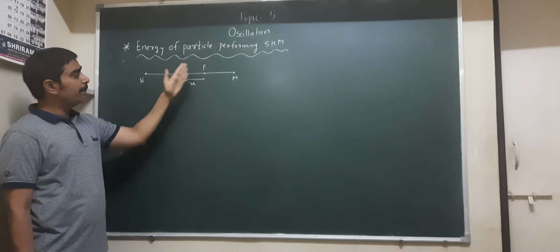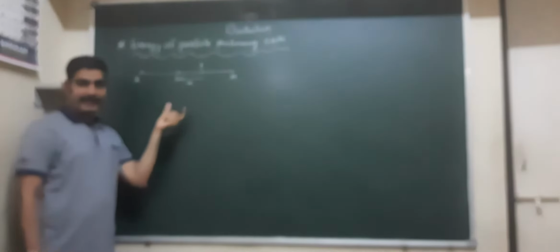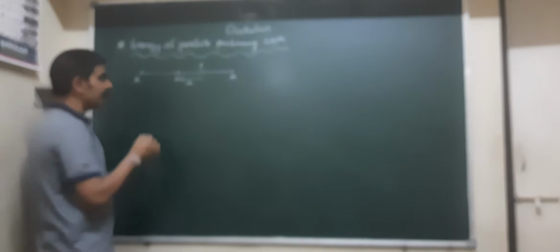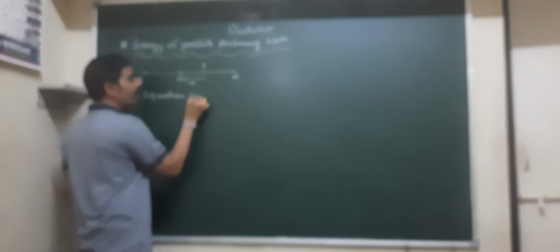Here we can observe that the particle is performing SHM having the amplitude A, and let us consider a point P placed at a distance x. Now I am going to divide the equation into three parts. So first we are going to see the equation for potential energy. Equation for PE. PE stands for the potential energy.